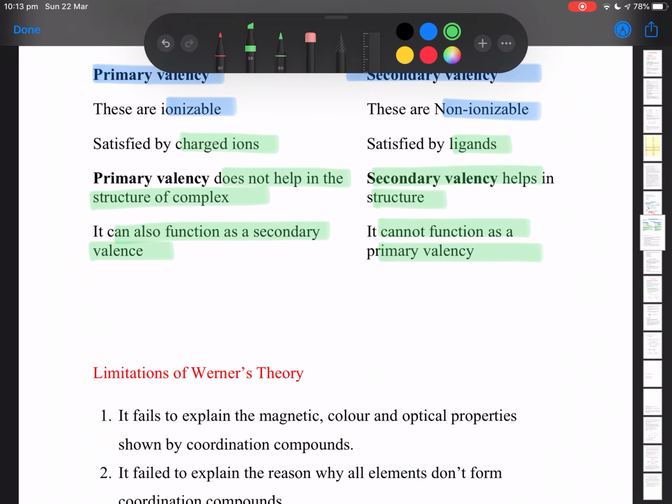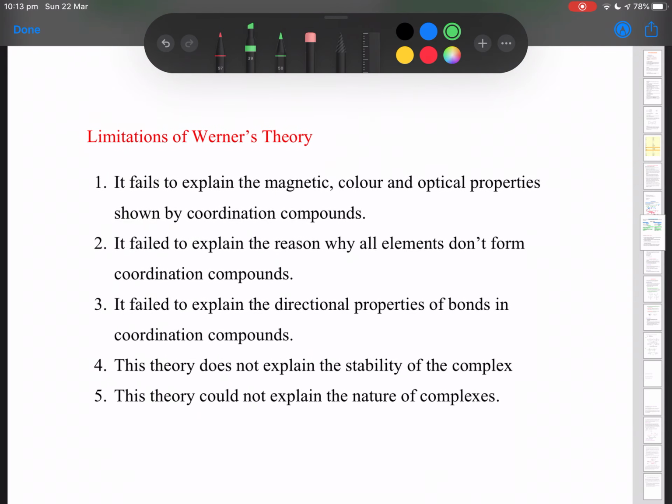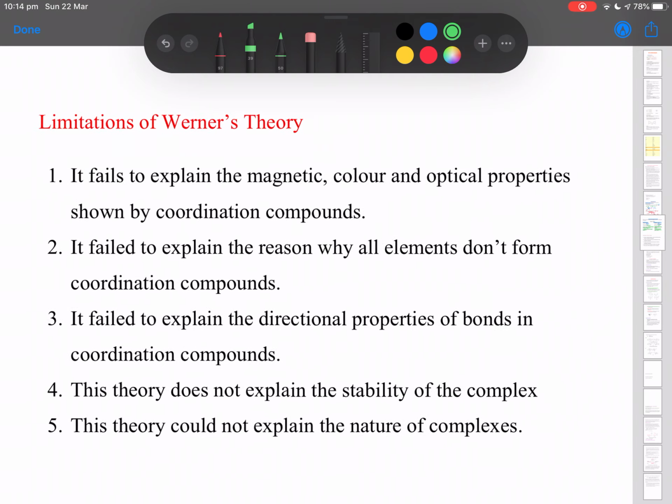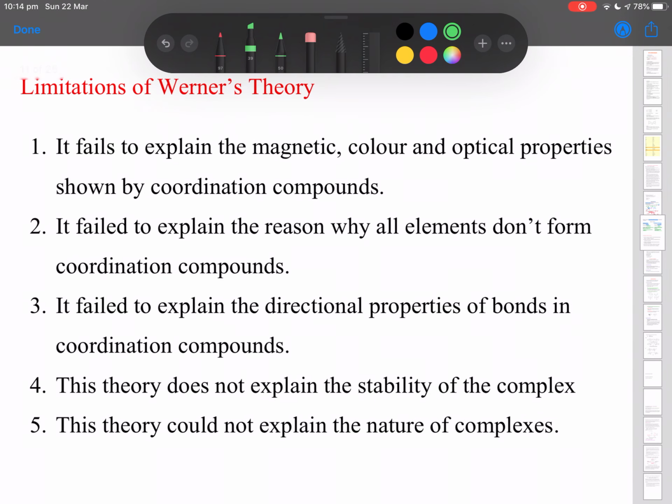So that was Werner's theory, and let us also see the limitations. Though it was a very good step of Werner's to the world to propose the coordination compound structure, talk about the spatial arrangement, and he also gave a very clear demarcation between the secondary valency and the primary valency, and the concept of coordination number. Yet there were a few flaws in his theory. So what are the limitations of Werner's theory? Let us just quickly go through.